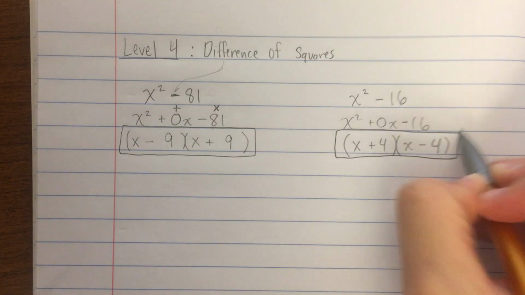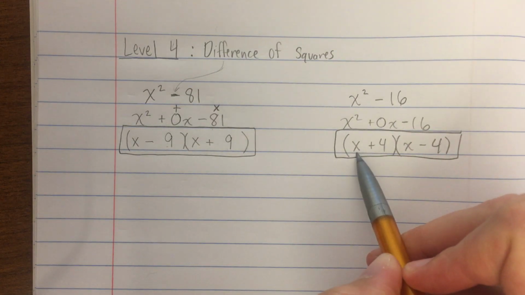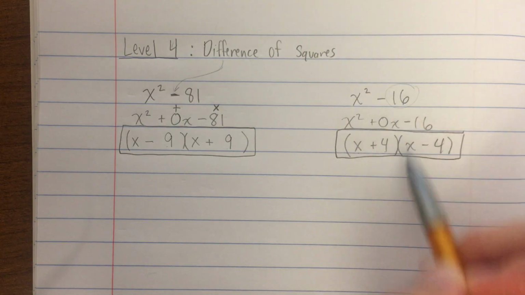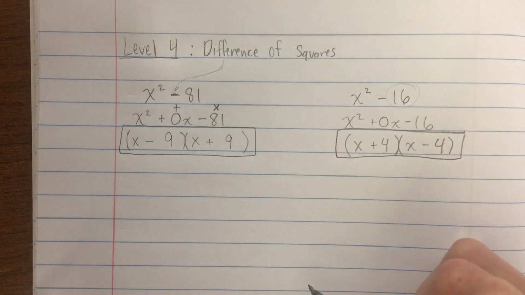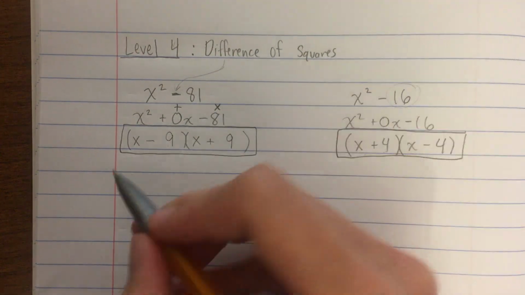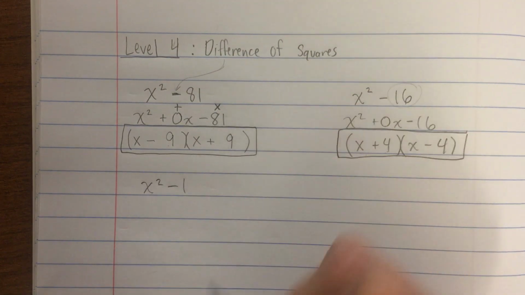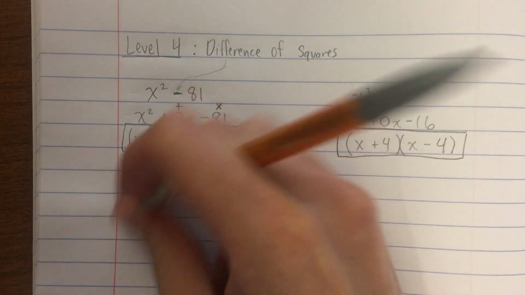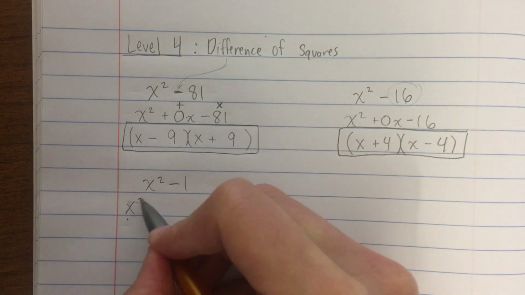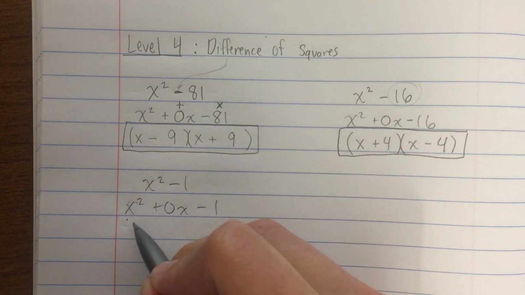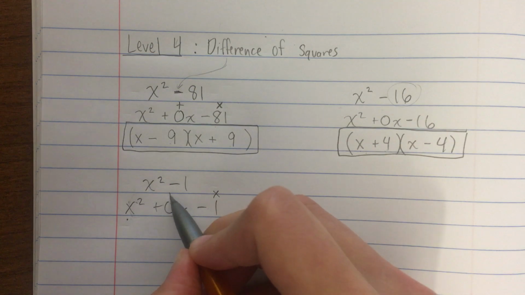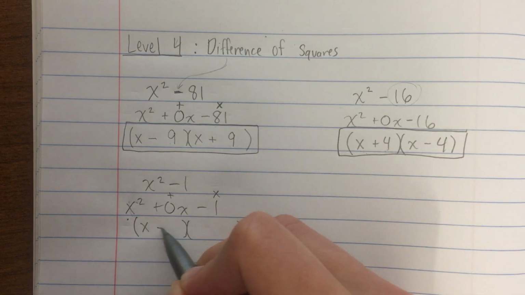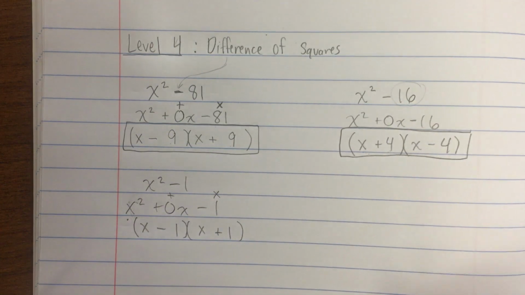Okay, and notice, look, x is the square root of x squared, and 4 is the square root of 16, and it's just x plus 4, x minus 4. So just notice there's a pattern there. I'll do one more here. What about x squared minus 1? That's the same as x squared plus 0x minus 1. So I need 2 numbers that multiply to negative 1 and add to 0. That would be x minus 1 and x plus 1.